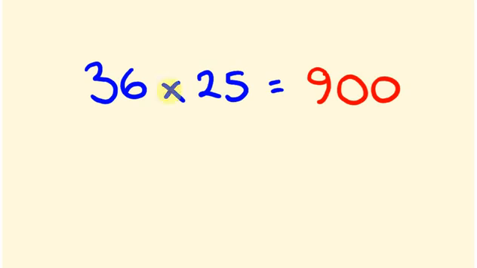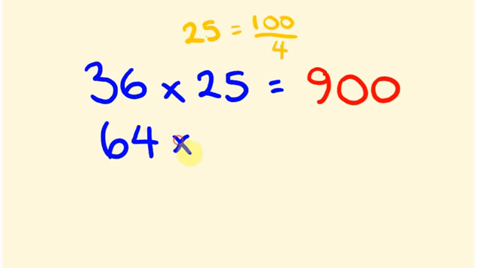Why is this? Because 25 is the same as 100 divided by 4. So what we're doing is dividing by 4 and timesing by 100. So if you're multiplying by 25, that's how you do that one. Well, what about we do another one? What about we do 64 times 25?